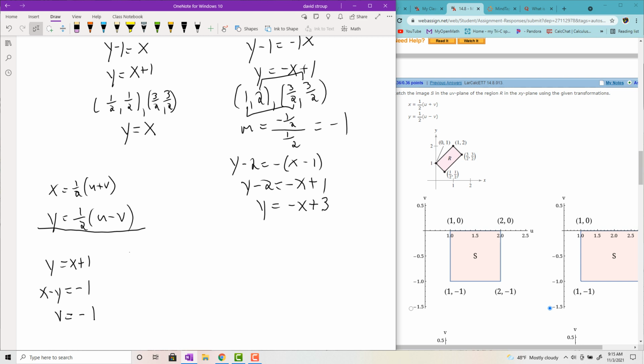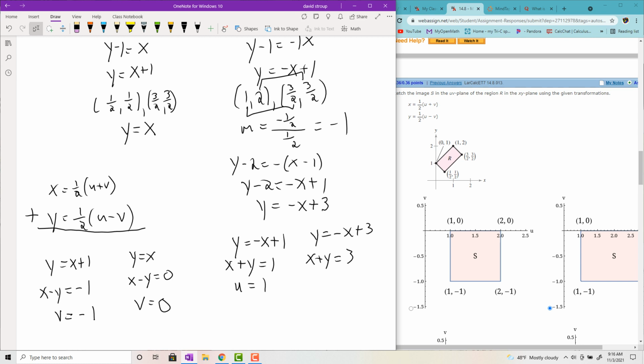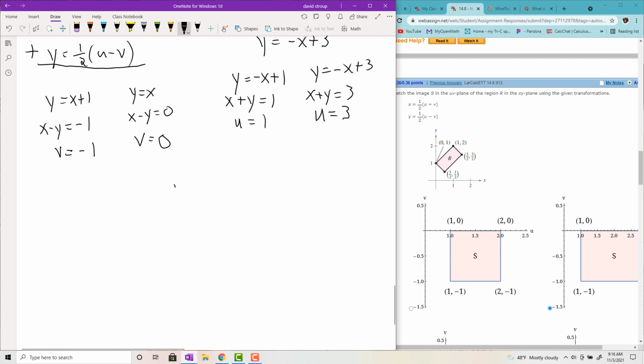Let's see, the other one was y equals x. So you could rewrite that as x minus y equals 0. In other words, v equals 0. Then you could try y equals negative x plus 1. You could rewrite that as x plus y equals 1, right? So if you add x plus y in this column-wise fashion, now the v part is going to cancel, and you just get 1/2 u plus 1/2 u, which is u. And then finally, y equals negative x plus 3. You could rewrite that as x plus y equals 3. And again, x plus y is just u.